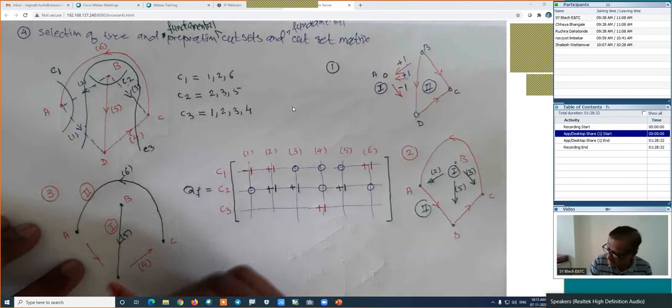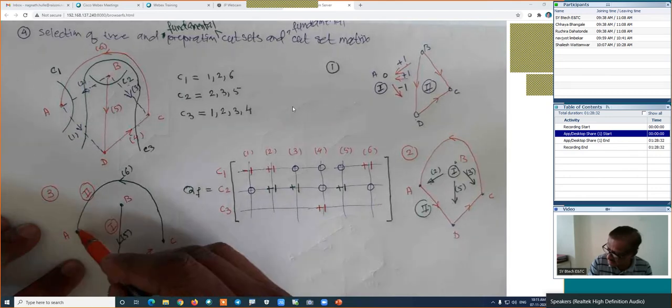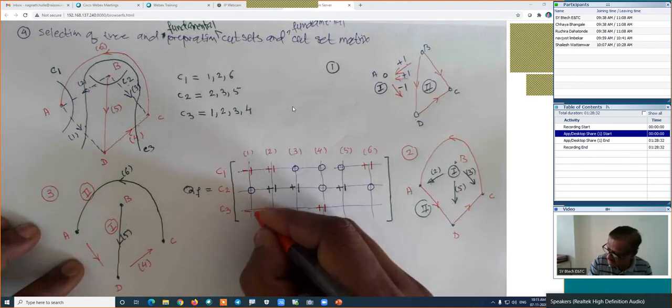And how is this direction? This direction is from the part 1 to the part 2. And this is from the part 2 to the part 1. That's why this entry is opposite. That's why its sign is -1.